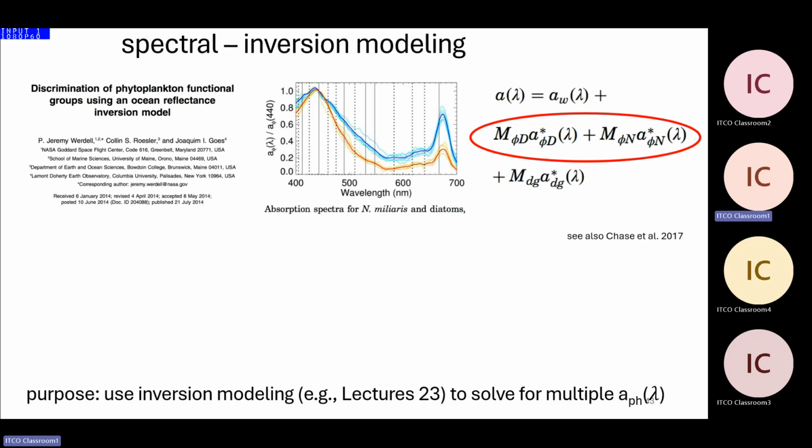But in this case, Jeremy put in a mixing model. So you're trying to figure out the dominant phytoplankton from a spectral matching algorithm by putting in a shape for diatoms and a shape for noctiluca.